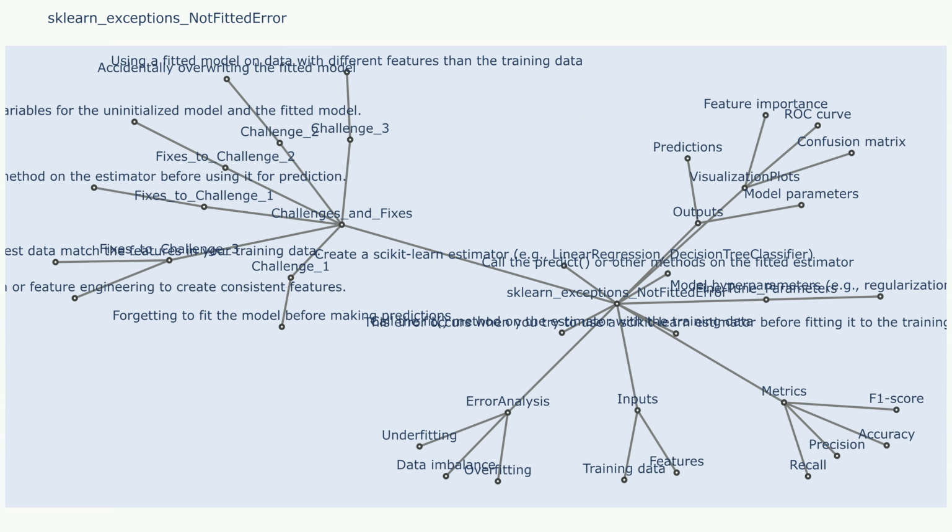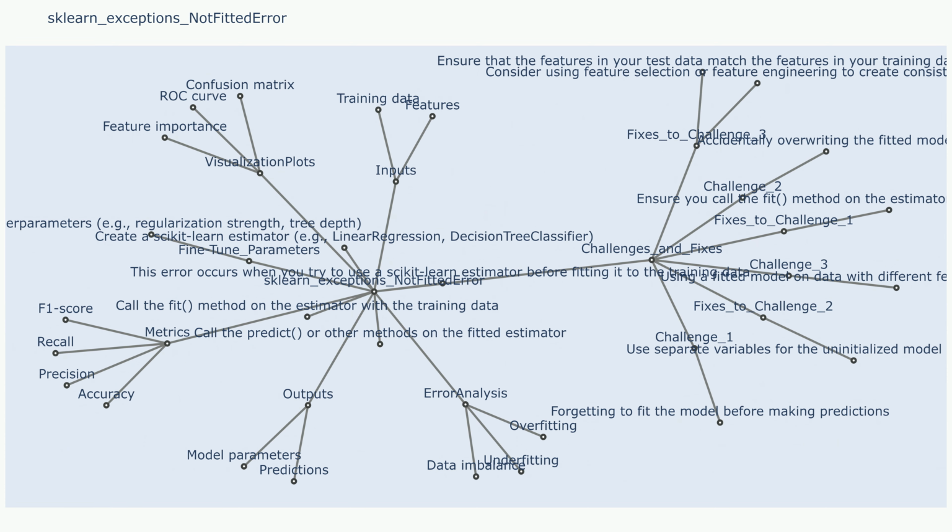Challenge 2. Forgetting to fit a model after modifying its parameters. Sample use case: changing the regularization parameter in logistic regression but forgetting to refit the model. Fixes: ensure that you refit the model after any parameter changes using model.fit(X_train, y_train) to retrain the model with the new parameters.